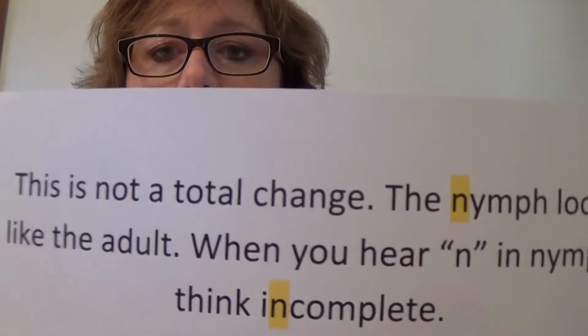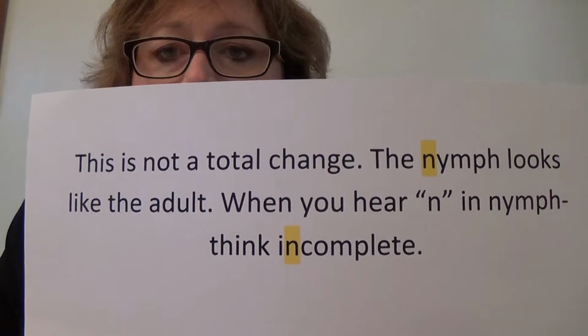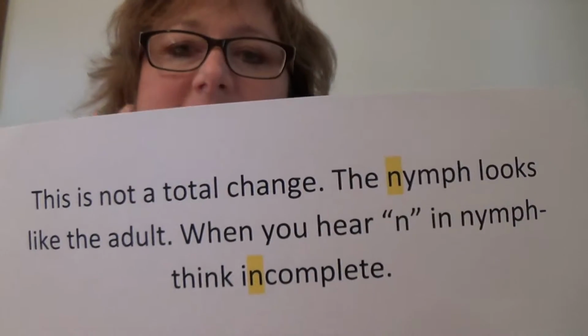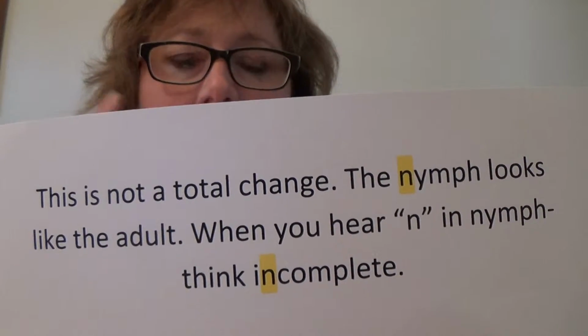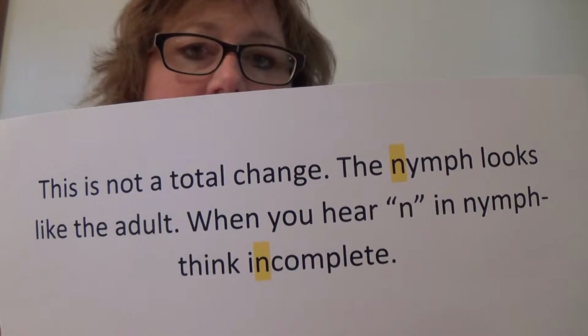Incomplete metamorphosis, though, that's a little bit different. It's not a total change. The nymph looks like the adult, so that when you hear the n in nymph, you should think incomplete. N, incomplete. So let's take a look at that. We have an egg sac. Out of the egg sac comes tiny little praying mantises called nymphs, but they look like the adult.